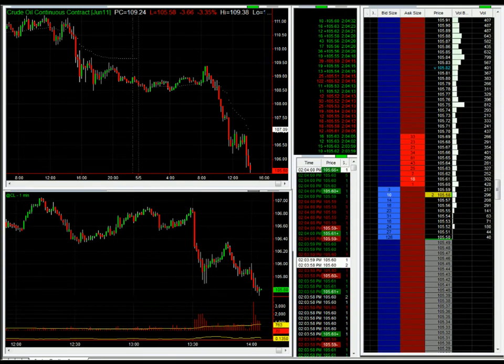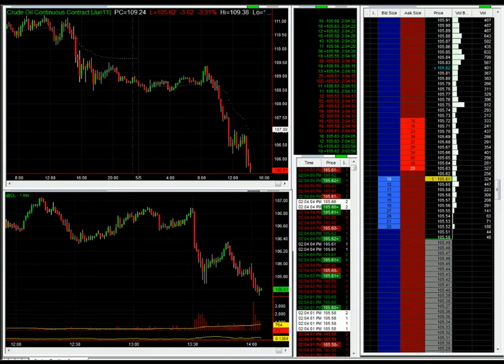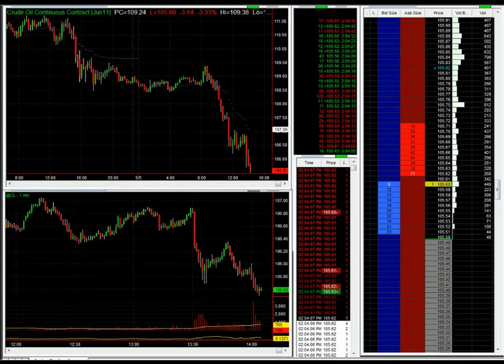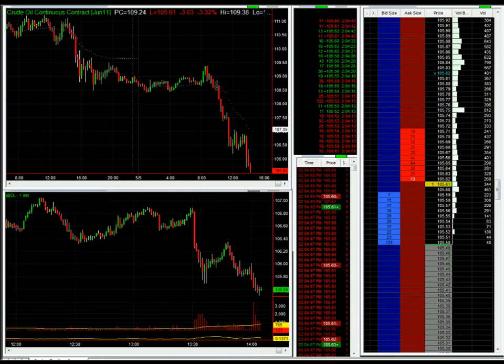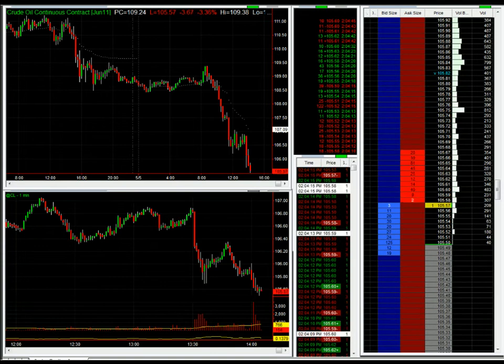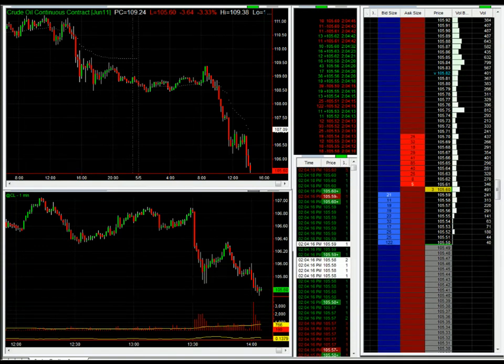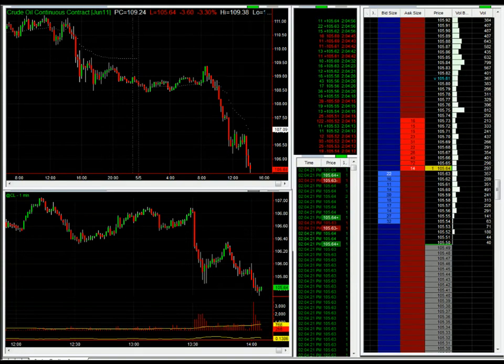Sometimes it's not always clean cut, especially with a market like crude oil, where it is quite choppy, and you'll get these spikes lower, spikes higher. But it's important just to keep your focus on the depth of market. Keep looking at the time and sales, see what's going on. Definitely some demand down here.